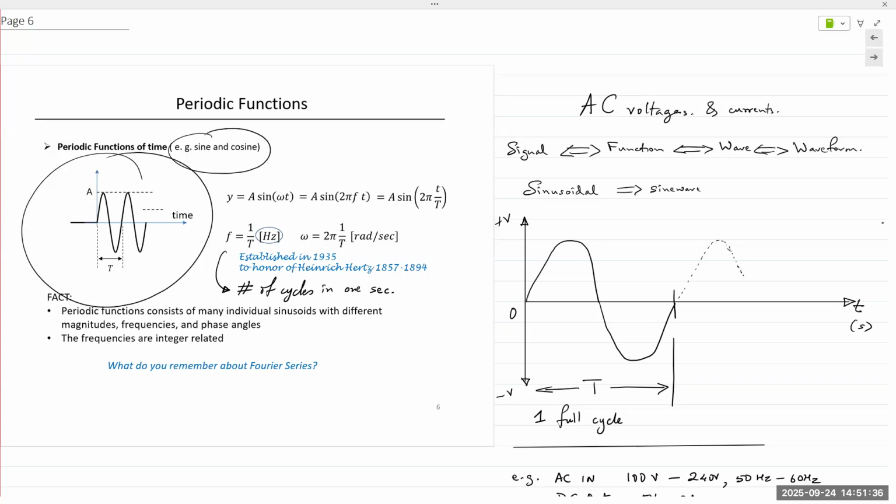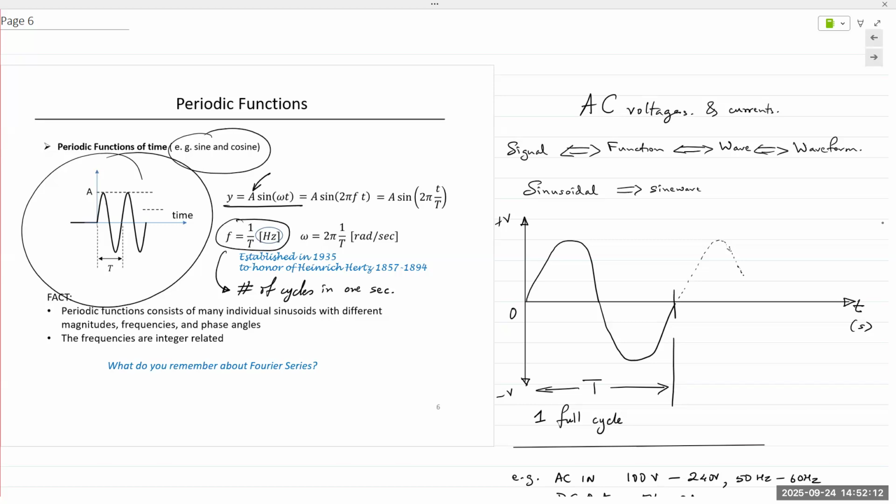All right, so it's 120 volts, 60 hertz. That means it goes up, goes down, goes up, goes down, 60 times in 1 second. Mathematically, we represent the function with sine or cosine functions. So we say A sine omega t. Omega is the angular frequency. F is the standard frequency in hertz, which is the inverse of time. F is equal to 1 over T. T is in seconds.